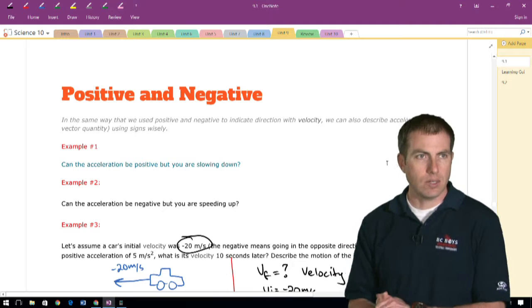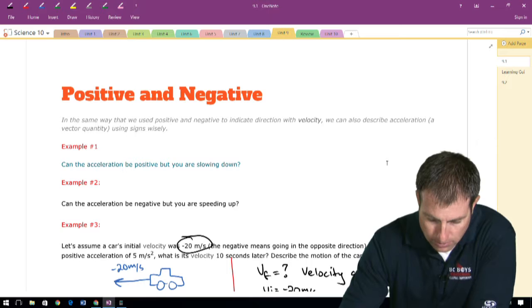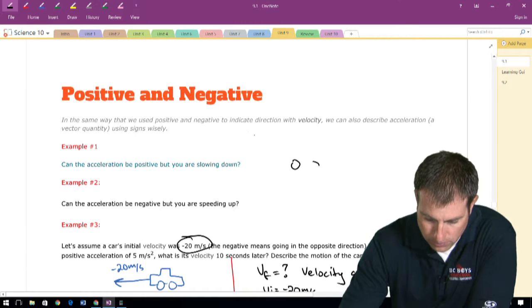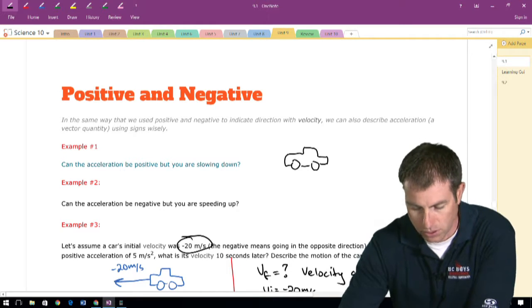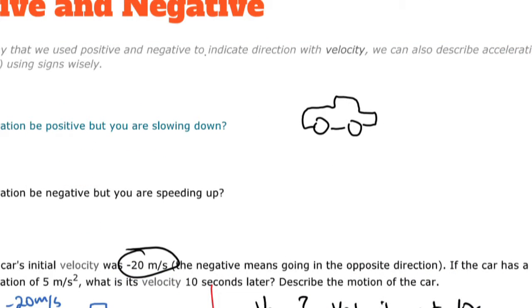Yes. All right. So your acceleration can be positive, but you're slowing down. Let's say your car is kind of looks like a truck, I guess. Your truck is moving backwards, but you're slowing down, which would really mean your acceleration is forwards or positive if your velocity was negative. So yeah, you can definitely do that.